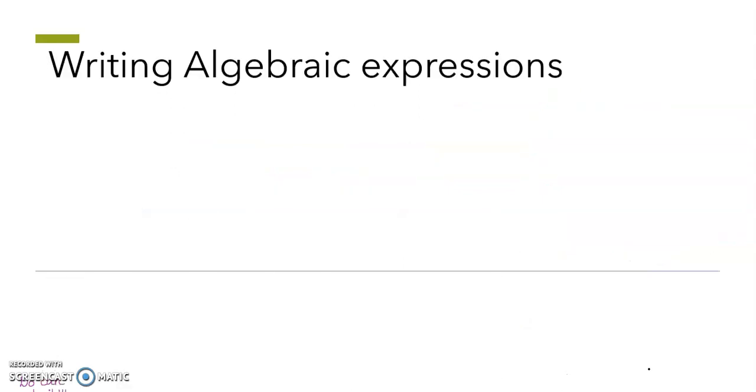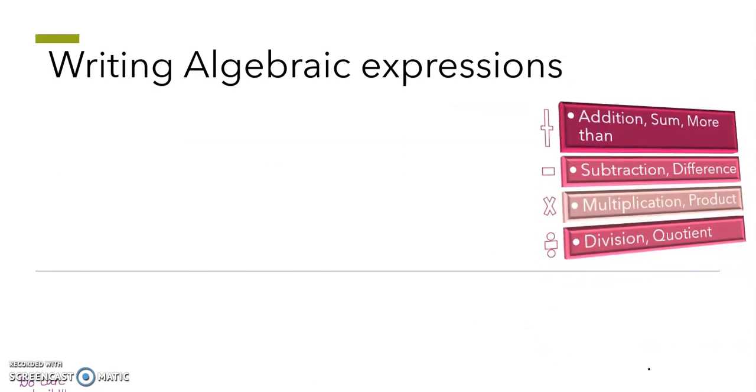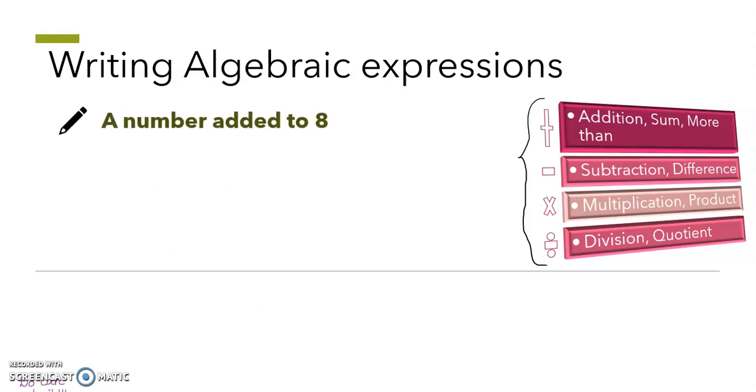So in the next slide, we are going to see the reverse operation. Writing an algebraic expression. For that also, we will use the basic mathematical operation terms of addition, subtraction, multiplication and division. A number added to 8. How can we write this? Adding means which symbol we use? Exactly, addition. So a number you can make as x, y or z. To make it easier, I will take x. So x added to 8. This is your answer. A very simple lesson.